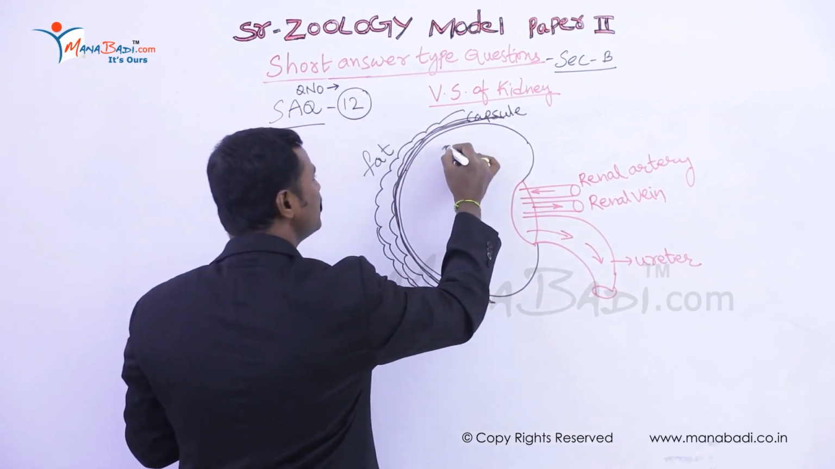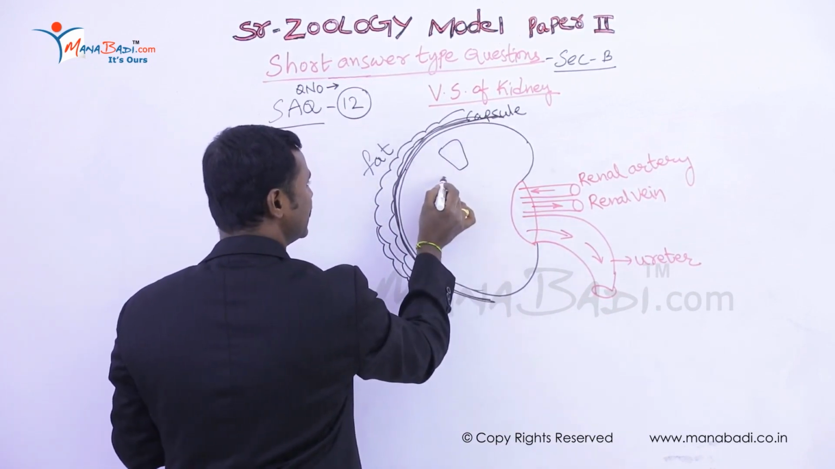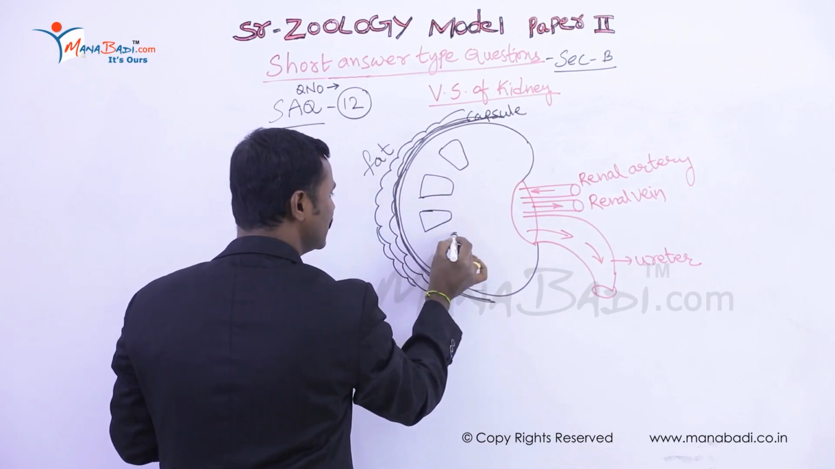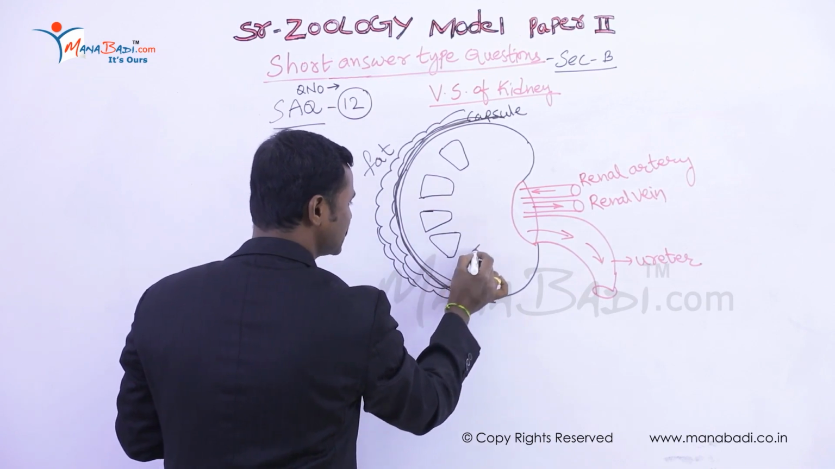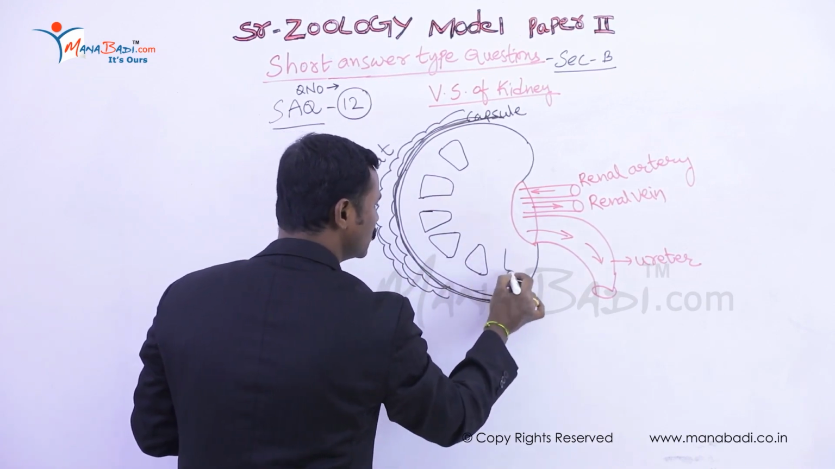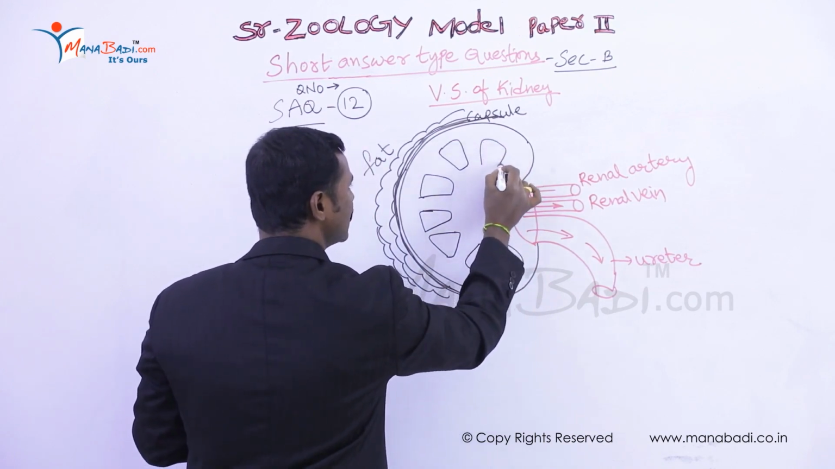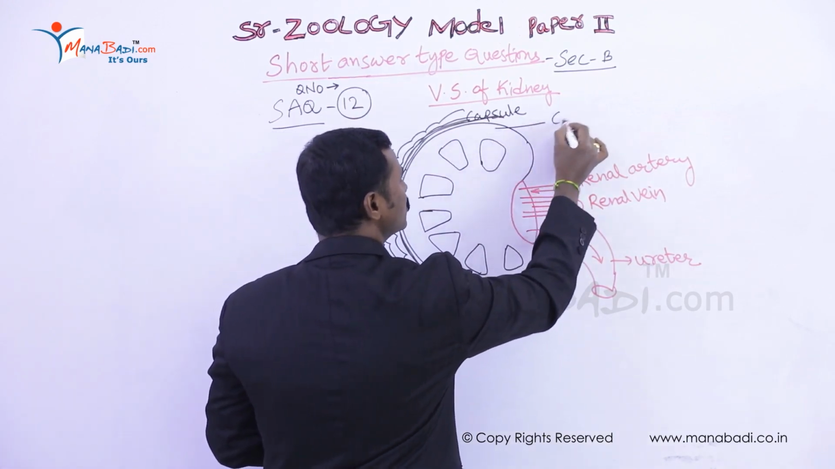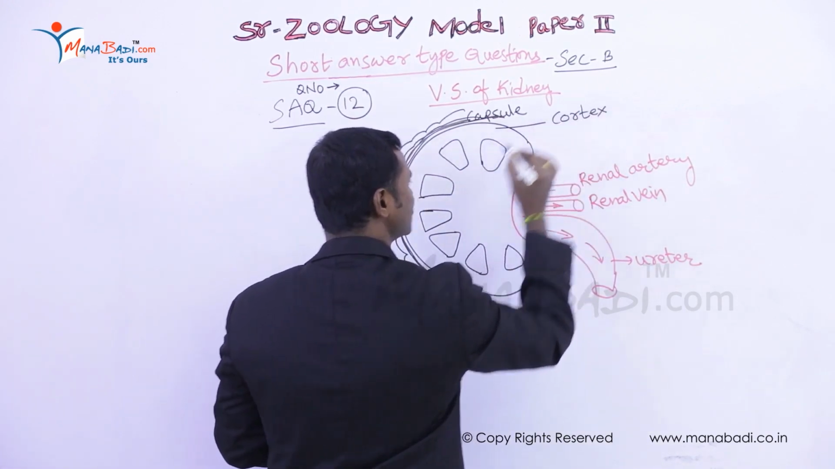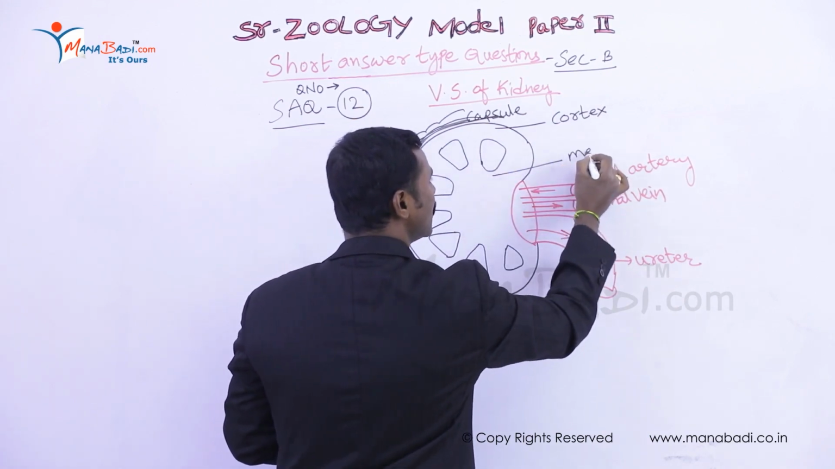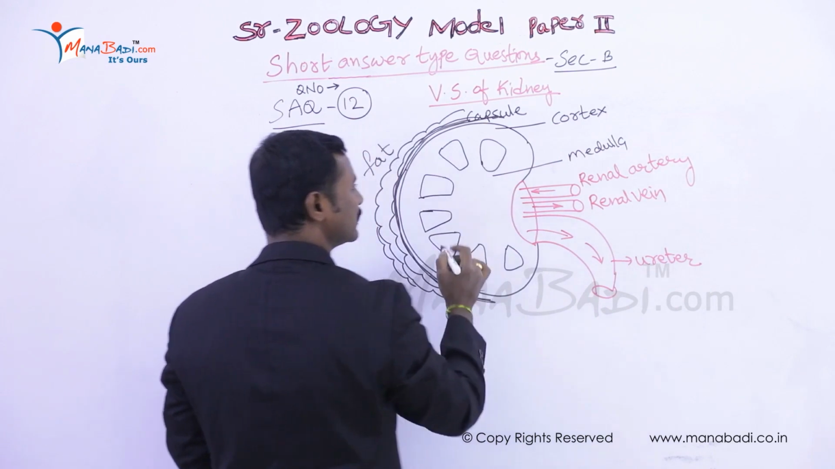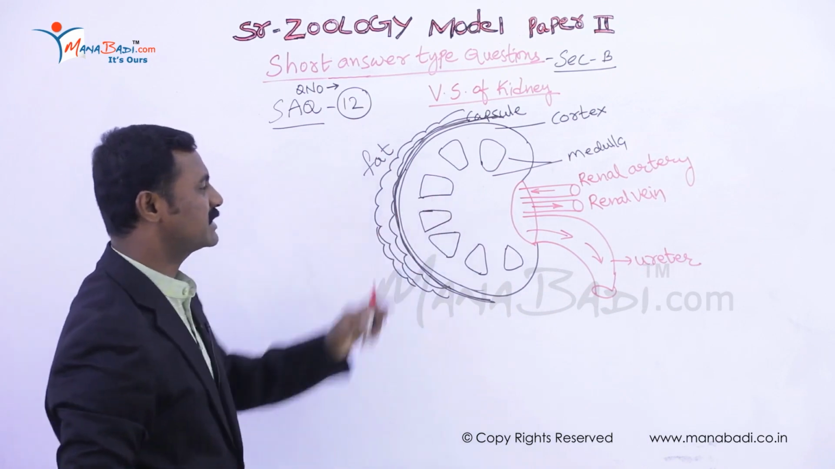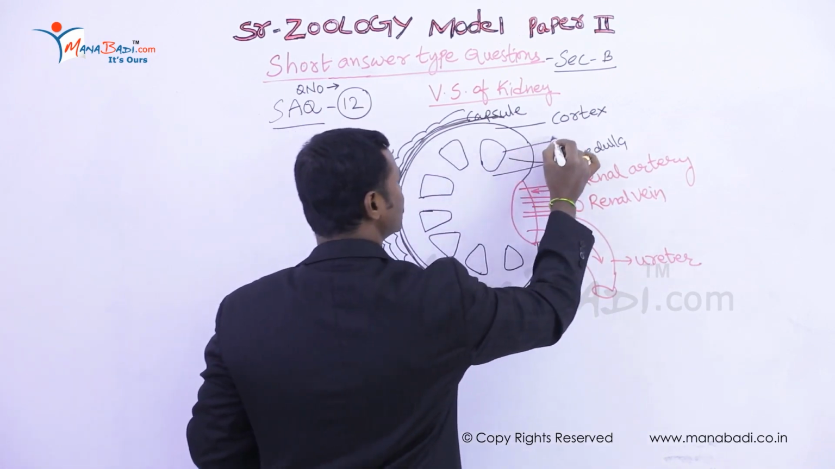So like that, in the diagram you simply draw the outline. After that, simply you can mention the pyramids. Almost triangle structures you have to mention, as many as possible, you can put the pyramid-like structures. These are called renal pyramids. So many renal pyramids are there. This outer part is called cortex, the inner part is called medulla. In the medulla region these pyramids are present. In which region are pyramids present? Medulla region.